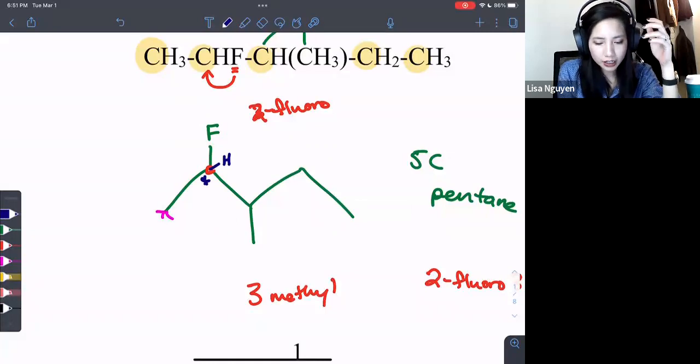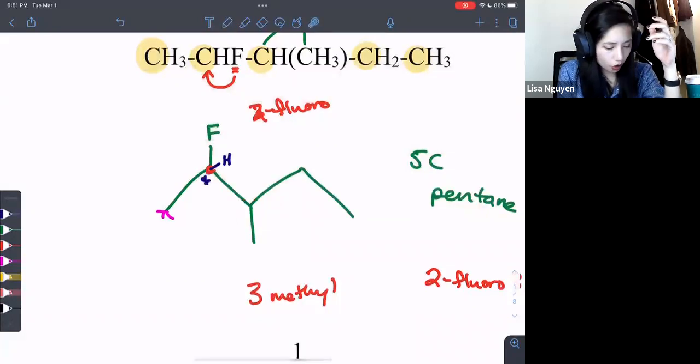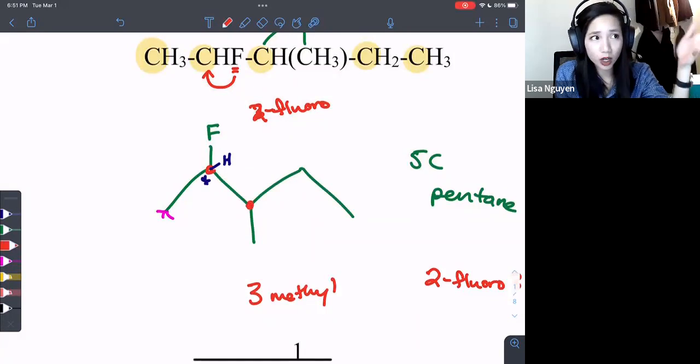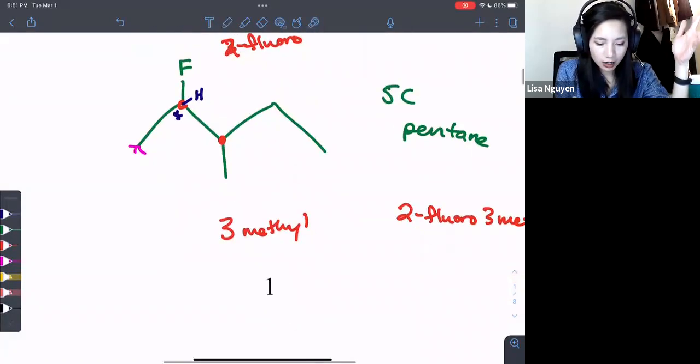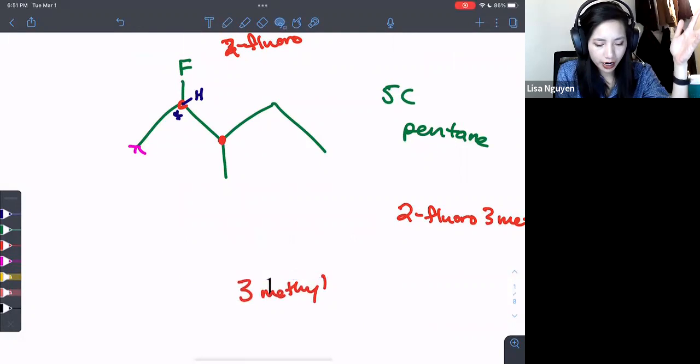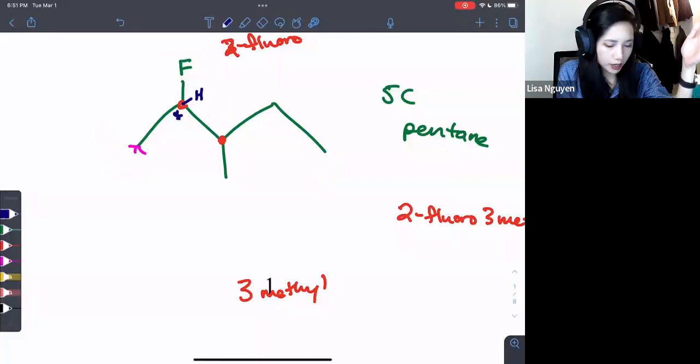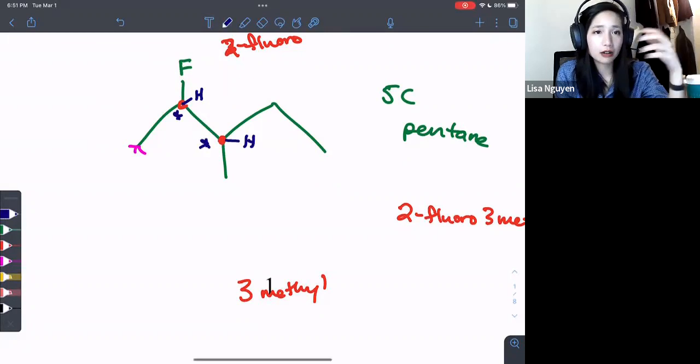So if we go to the next one, this carbon, again, ask yourself what is attached to it. We have a methyl group. We have an ethyl group, and then we have this other group that has a fluorine on it. And then what's missing here is a hydrogen. And so this is also a chiral carbon.